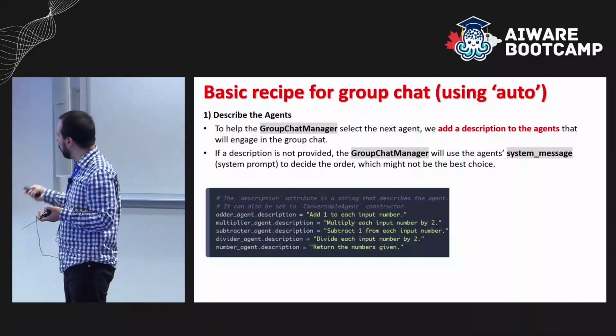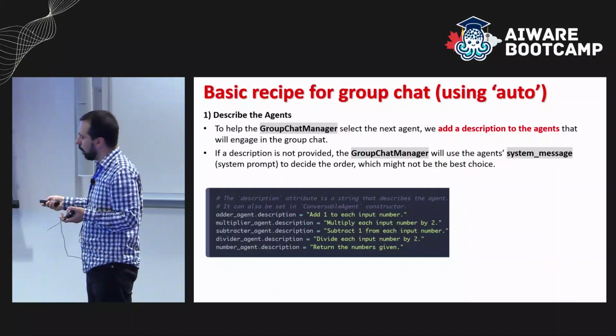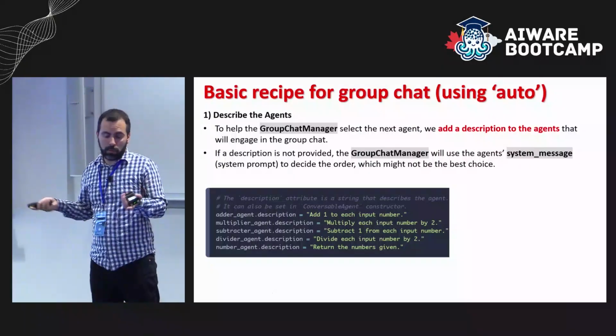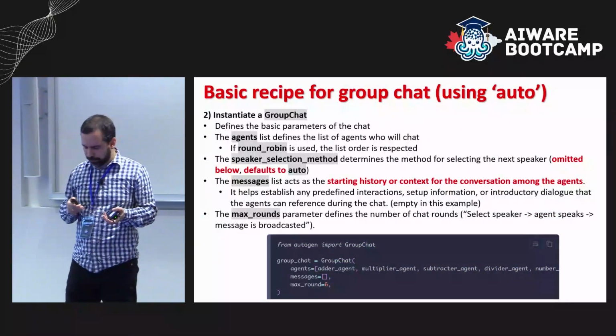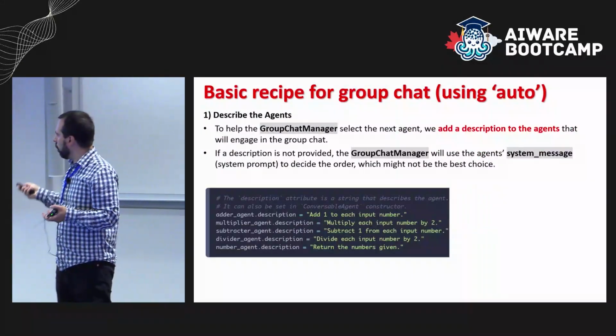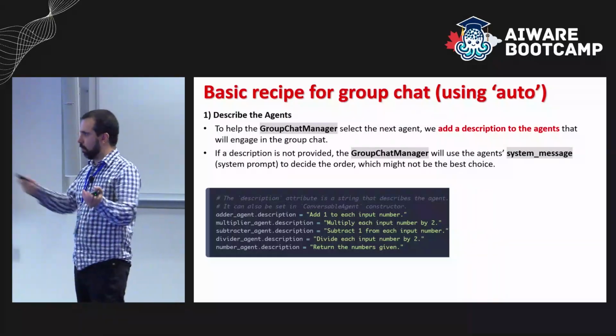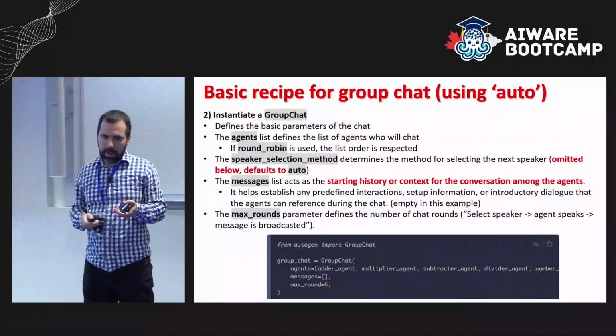If you don't provide this, then it's going to use the system prompt of these agents, which might or might not be a good idea depending on your use case, right? So first thing, you define your agents, give them a description, just so the group chat manager can decide who's going to talk next.